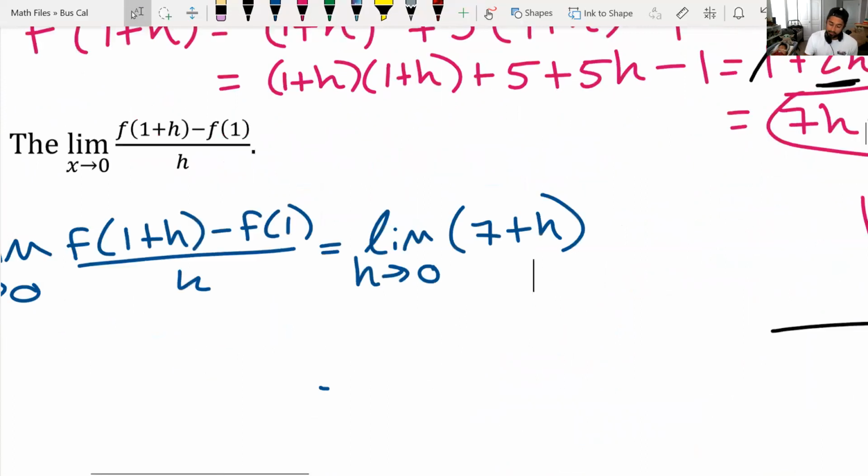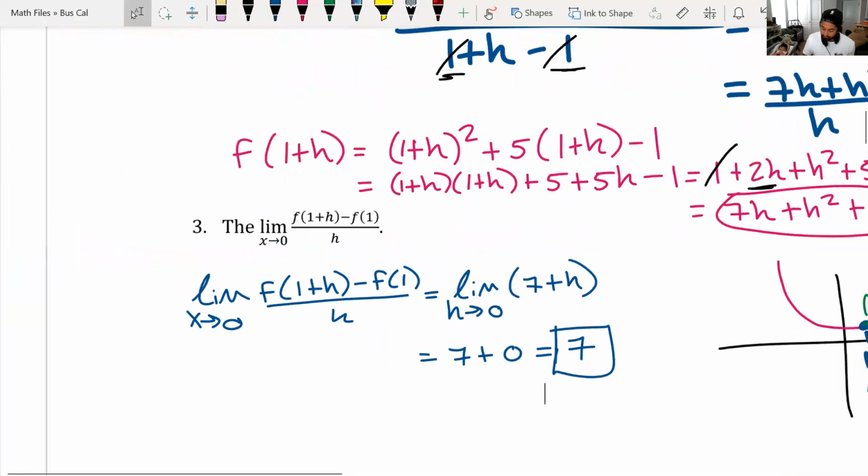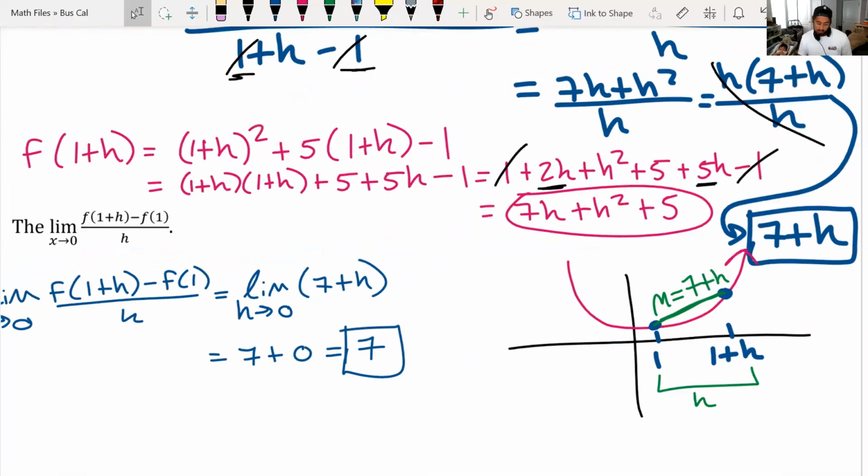And all we have to do now is plug in 0 for h, and we get that the limit as x approaches 0 of f of 1 plus h minus f of 1 over h will be 7. Okay. Perfect.